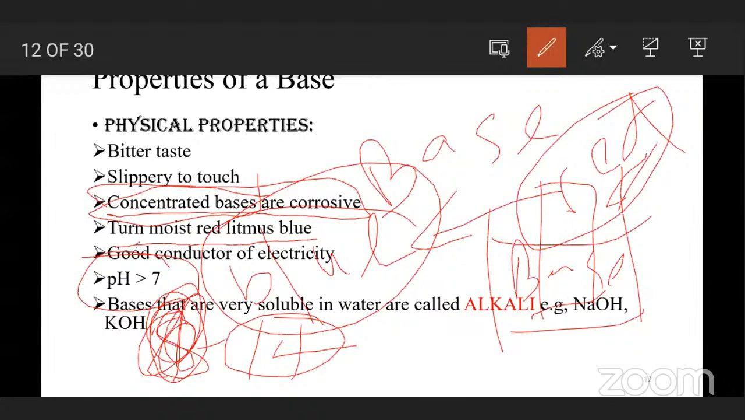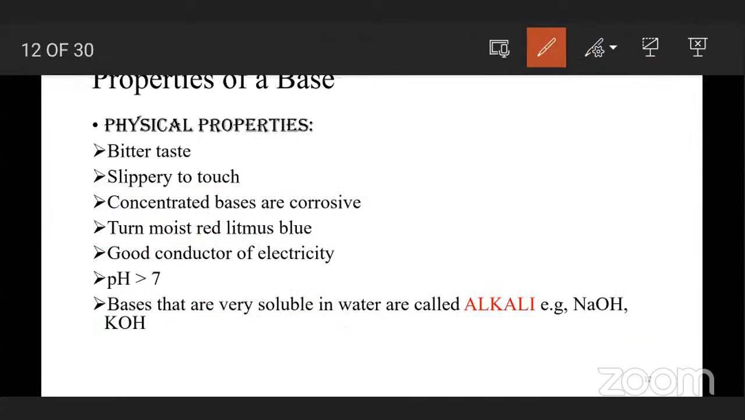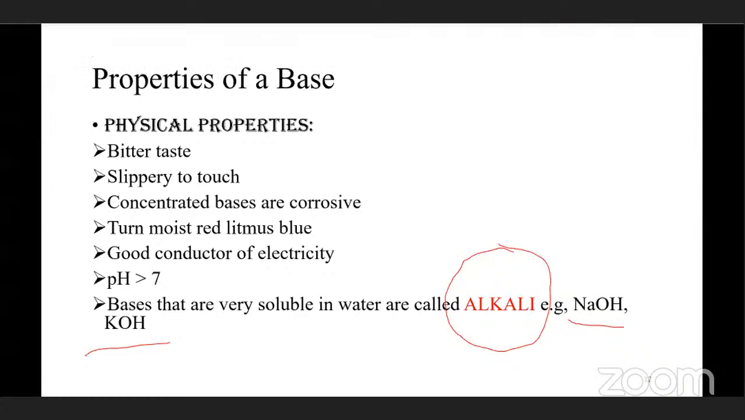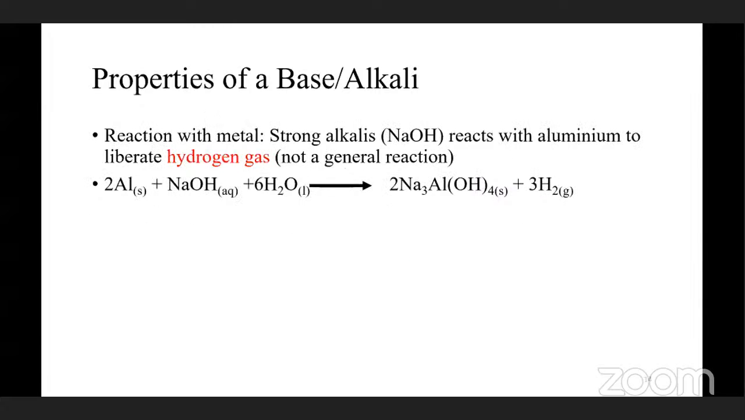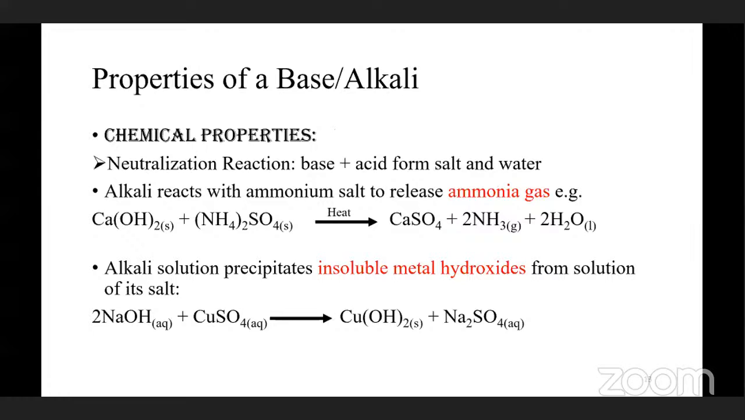Bases that are soluble in water, we call them alkalis. Examples of that are sodium hydroxide and potassium hydroxide. Okay, so we can look at the chemical properties of a base or an alkali. One of the chemical properties is, we have already said that an acid reacts with a base to form salt and water only, and that's the neutralization reaction.